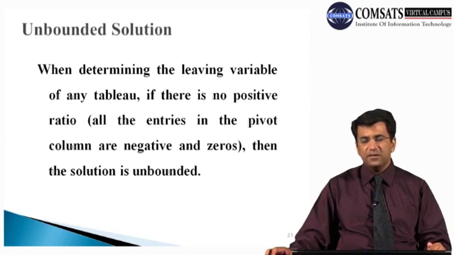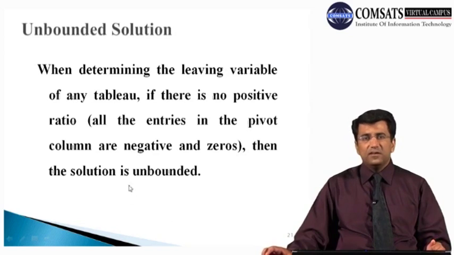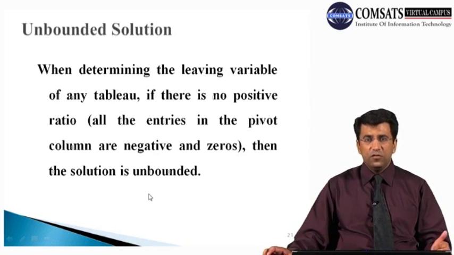Now let's discuss our third case, that is referred to as unbounded solution. When determining the leaving variable of any tableau, if there is no positive ratio, all the entries in the pivot column are negative and zeros, then the solution is unbounded. Class, please recall the different steps which we usually follow in order to compute the initial tables and further tables by using the simplex method, either in the case of two-phase method or in the case of big M method.